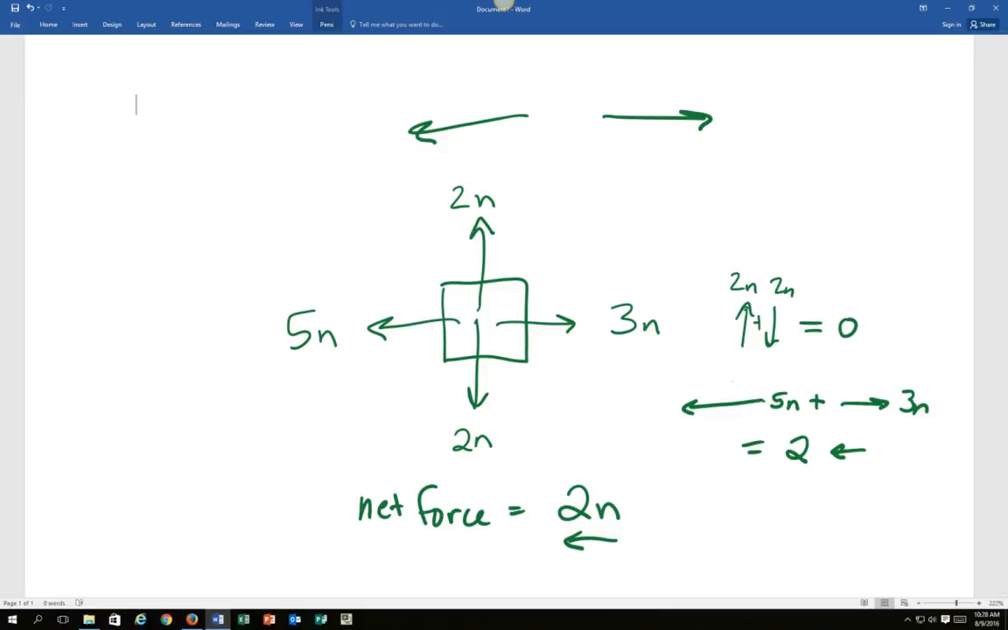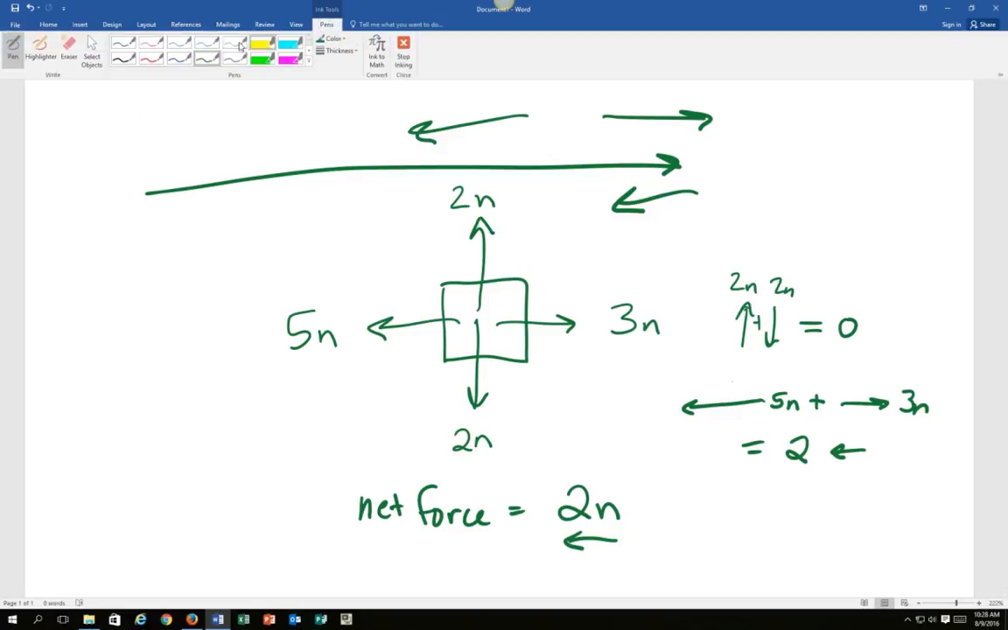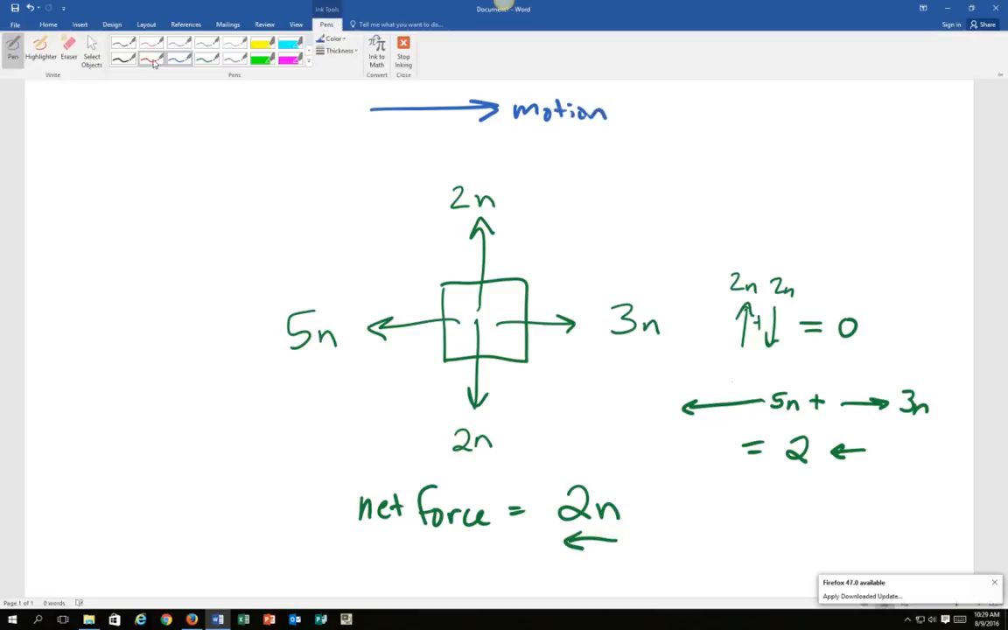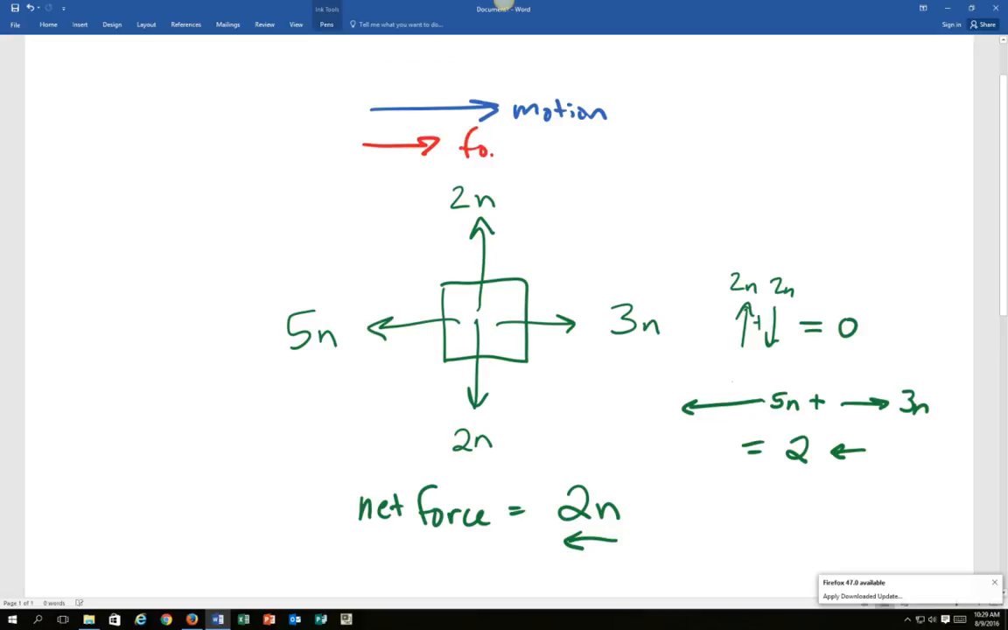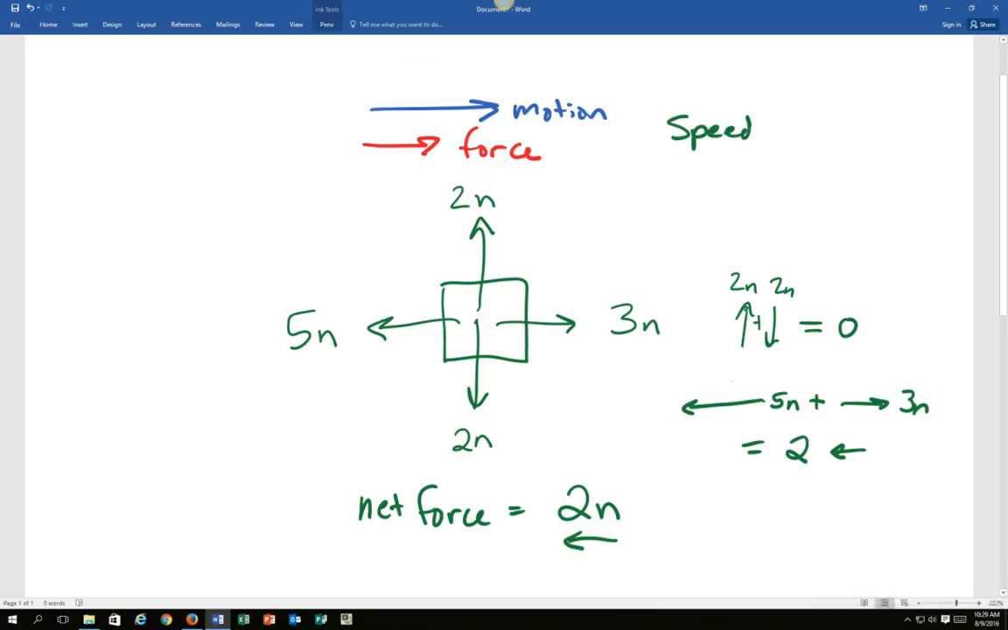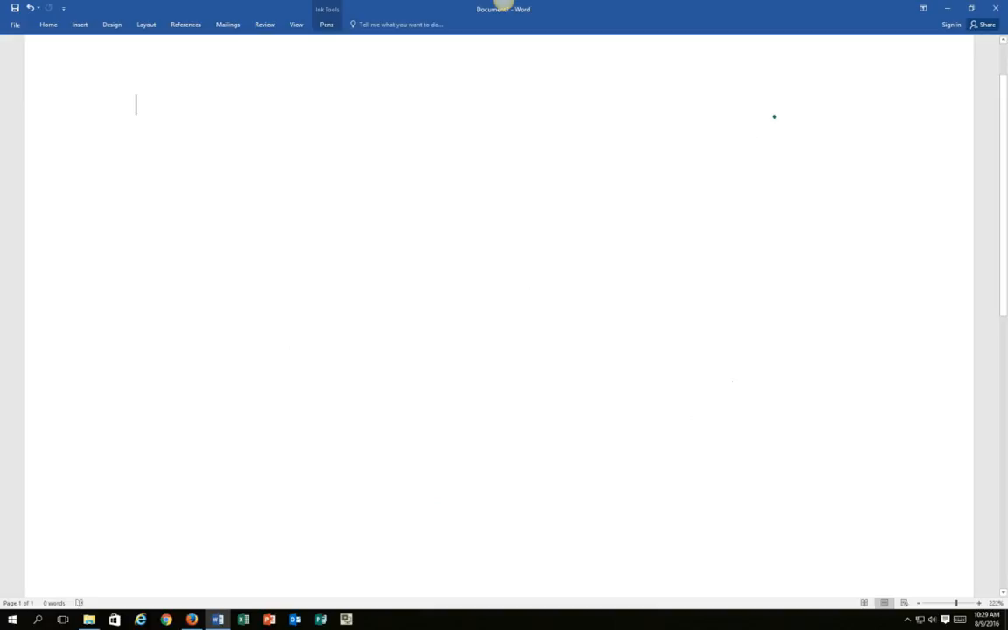If something is moving in this direction and a force is acting in the opposite direction, then you know that the velocity will be decreasing. But if you have motion in this direction, and also force in this direction, the speed increases.